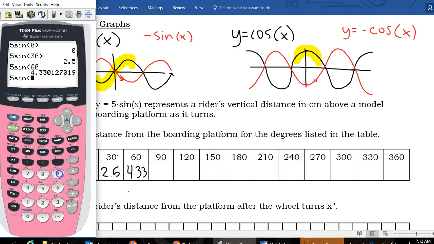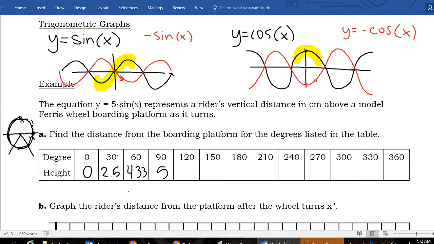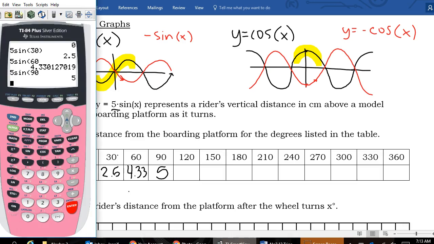So at a perfect 90-degree rotation, 5 sine 90, we're at 5 centimeters above the platform. That makes sense because we put this 5 in here. So it's saying we're 5 away from the platform. Basically, the radius of the circle is 5. I'm going to keep going and substituting in 5 sine 120. And that gives me 4.33.